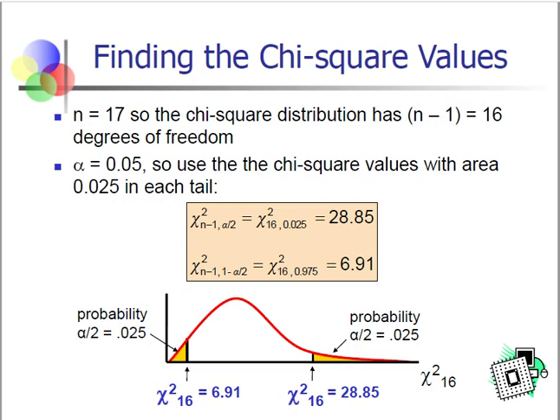Okay, so alpha over 2 will be 0.025. Now you need to go to your chi-square table and find these values: n minus 1 and alpha over 2. So you go straight to n minus 1 and the column should be 0.025, and where these meet, that is your chi-square value. Then you go to 16 again and your column should have the probability of 0.975, and that is your chi-square value.